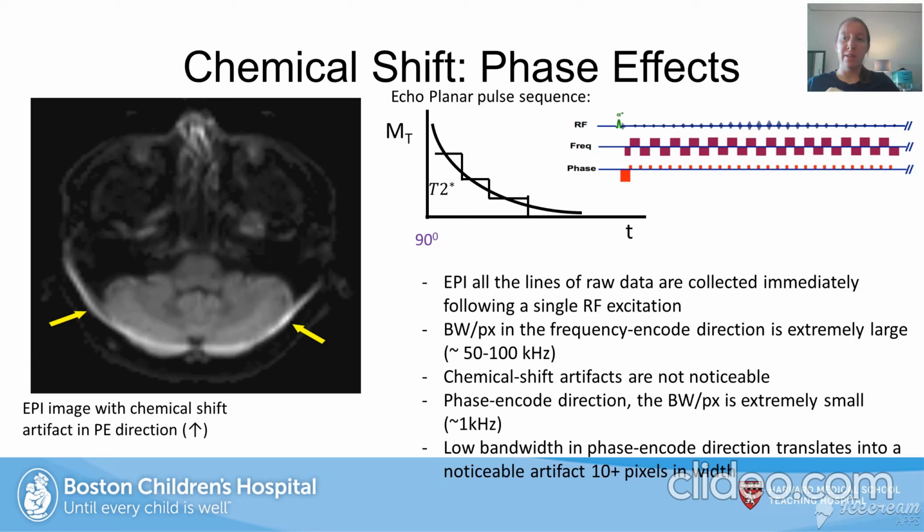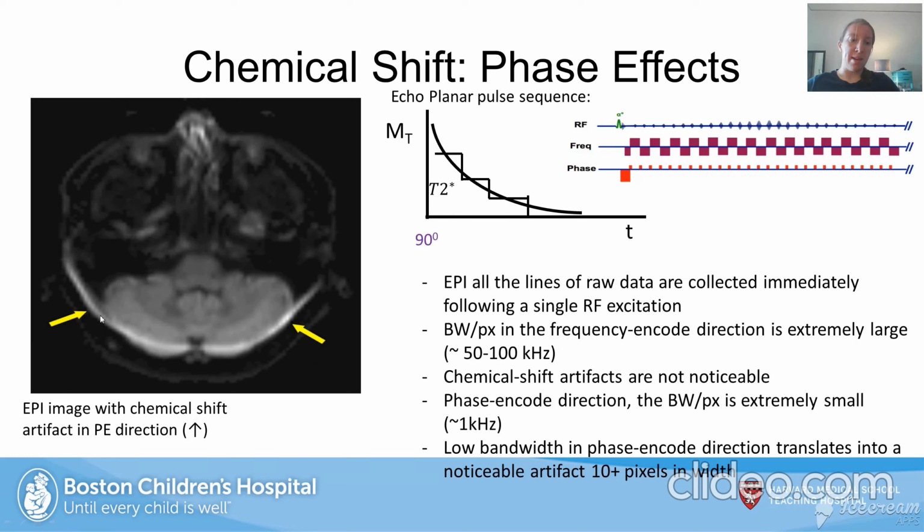So if you recall, if you use a really high bandwidth, and this is bandwidth per pixel, then you won't see that chemical shift artifact. So the chemical shift artifact won't be noticeable in the frequency encoding direction. In the phase encode direction, however, the bandwidth per pixel is extremely small, so about 100 kilohertz. And it's the low bandwidth in the phase encoding direction that will translate into a noticeable artifact that may be 10 pixels in width, or voxels.